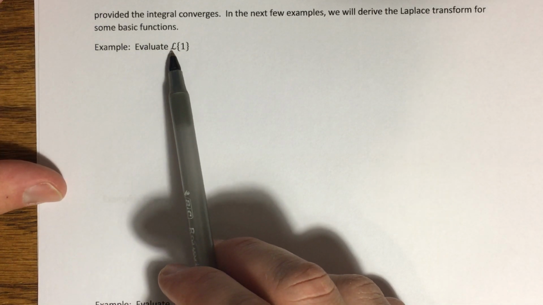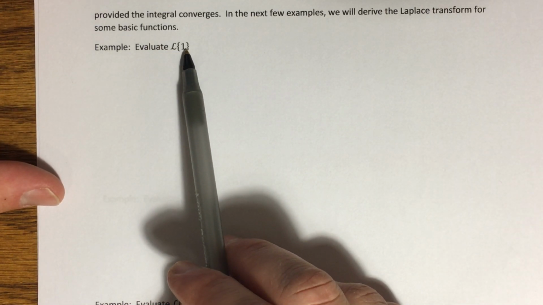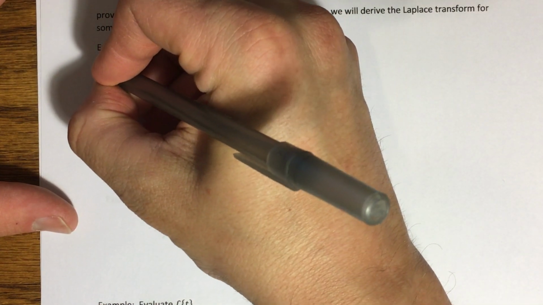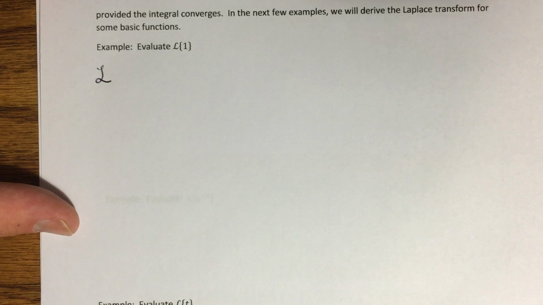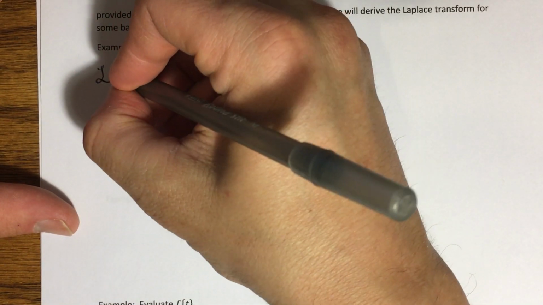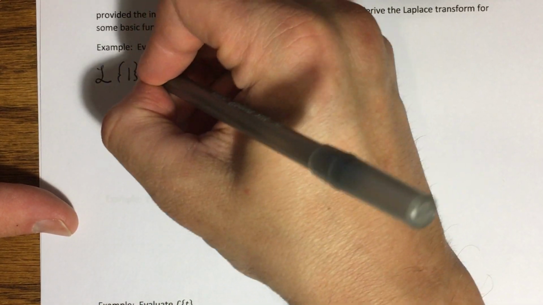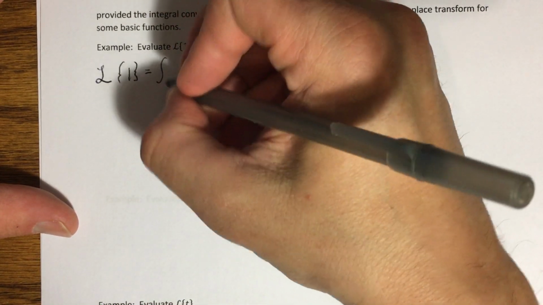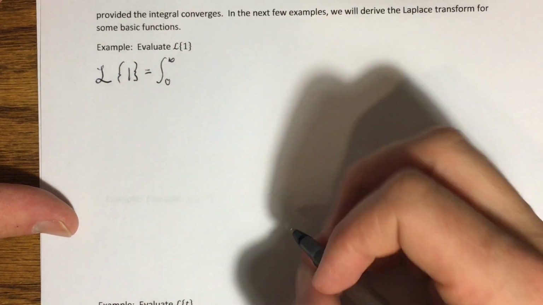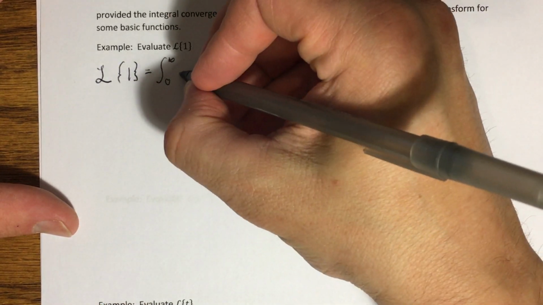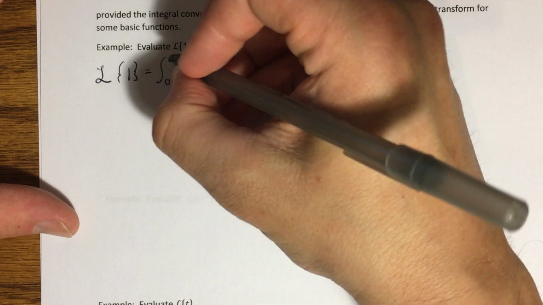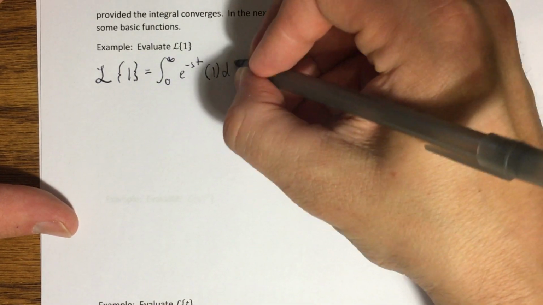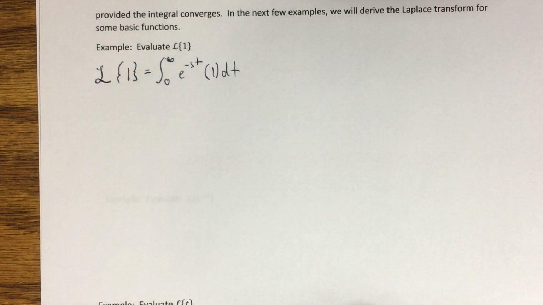So here we're being asked to find the Laplace transform of the constant function 1. Remember, we think of this as a function. So the notation that we actually want to use is that, okay? How do we define this? Well, according to our definition, this is the improper integral. It goes from 0 to infinity of e to the negative st times 1 dt. 1 is my function f of t.